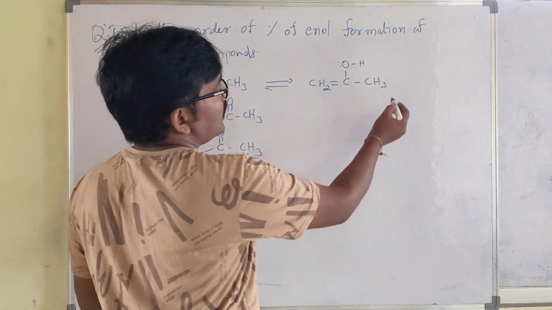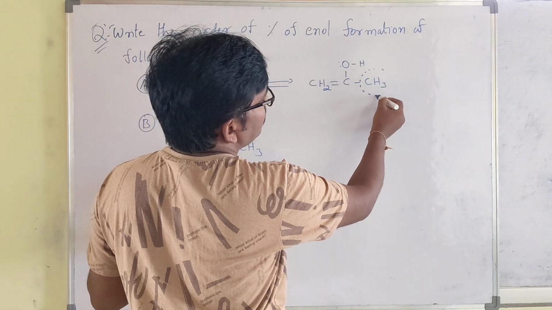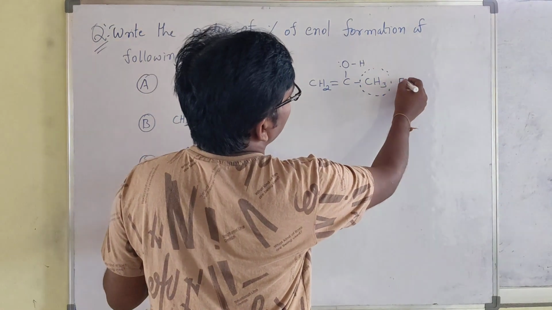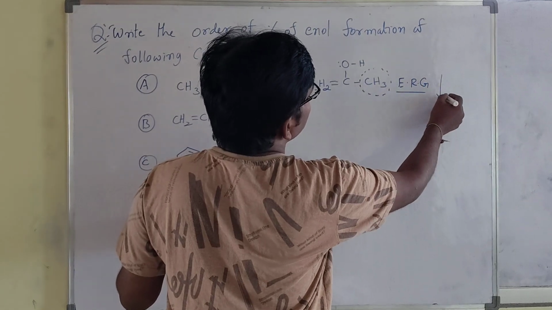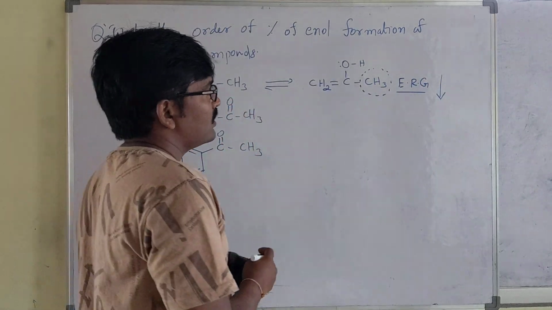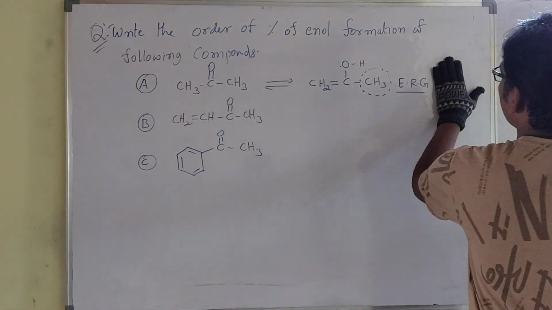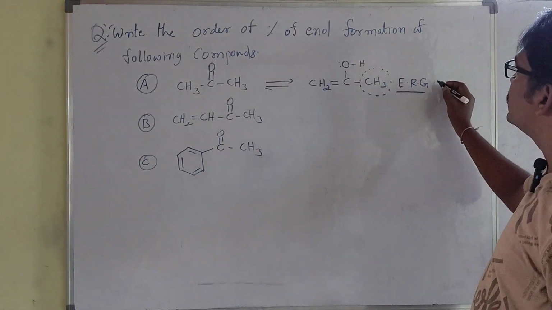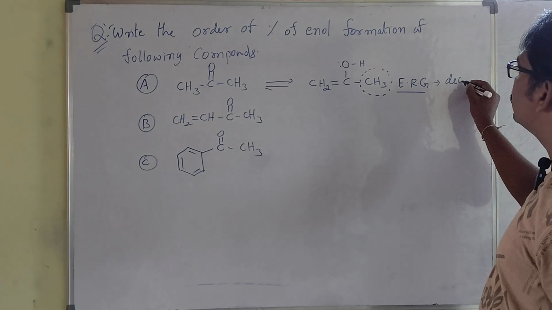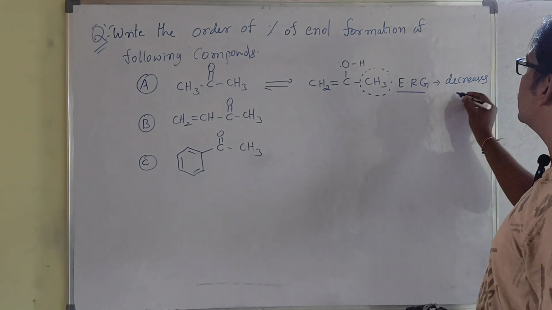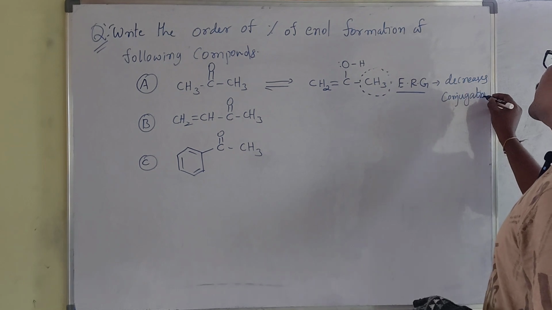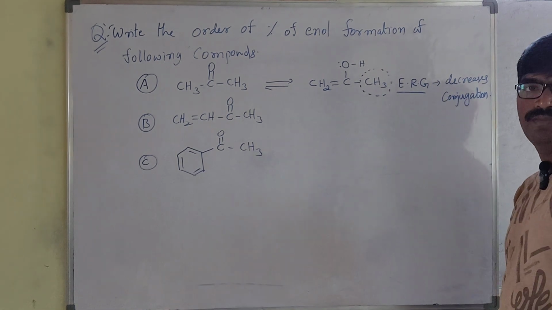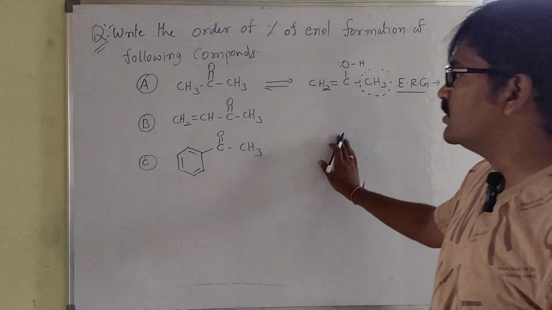But here an electron releasing group is there. Sir, an electron releasing group decreases the conjugation. Electron releasing group, what is happening there? It decreases the conjugation. So the electron releasing group decreases conjugation, and that's why it is a less stable enol content.